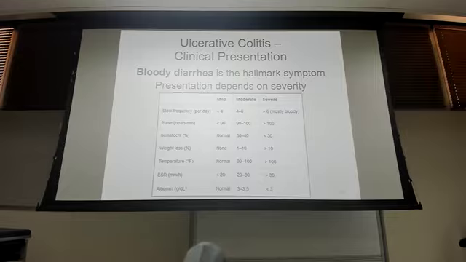How we categorize them as mild, moderate, and severe is basically based on their symptoms and stool frequency, if they're having any weight loss, and then their hematocrit, their temperature, and those inflammatory markers, ESR, and then their protein, albumin. Just remember, bloody is a hallmark difference for ulcerative.